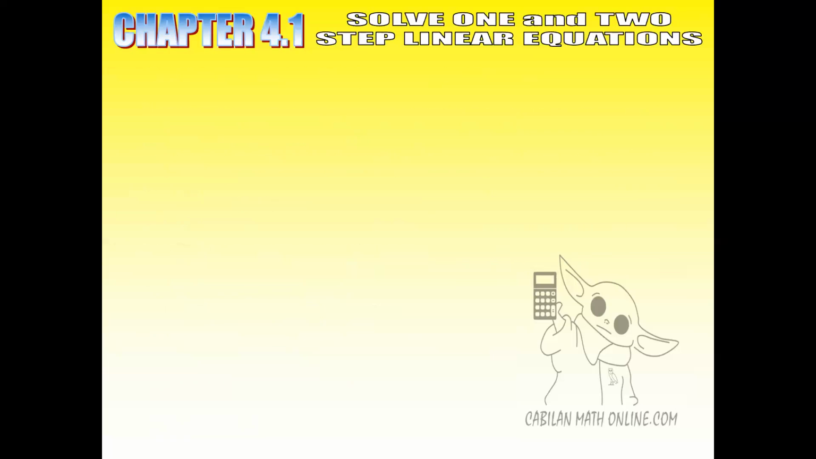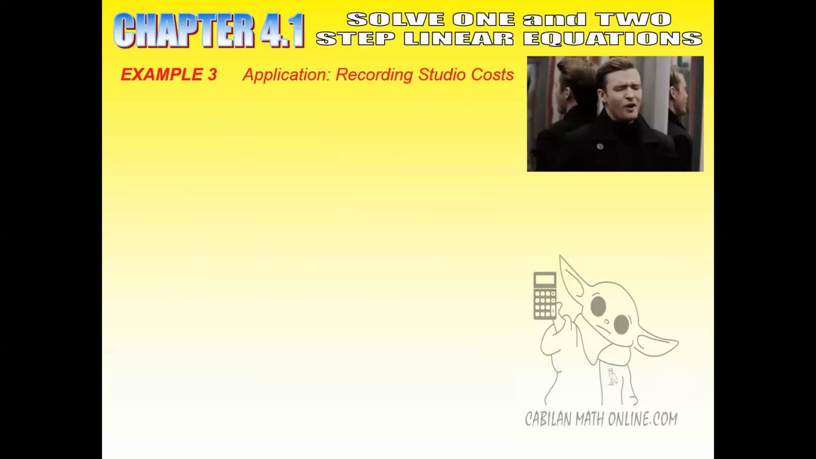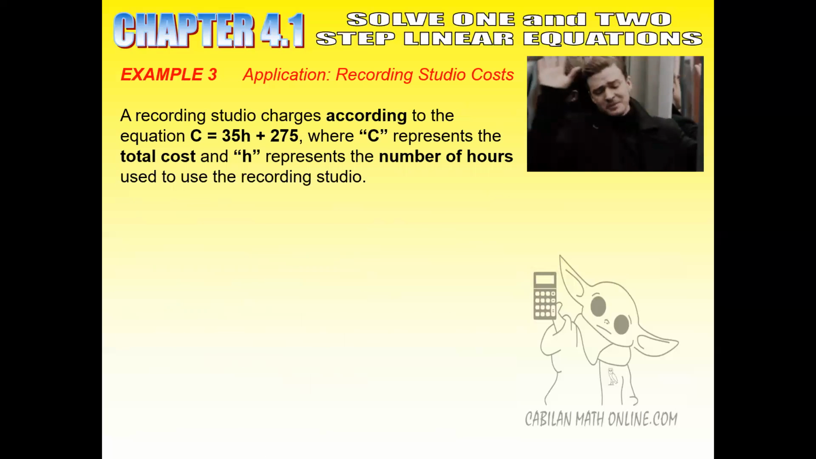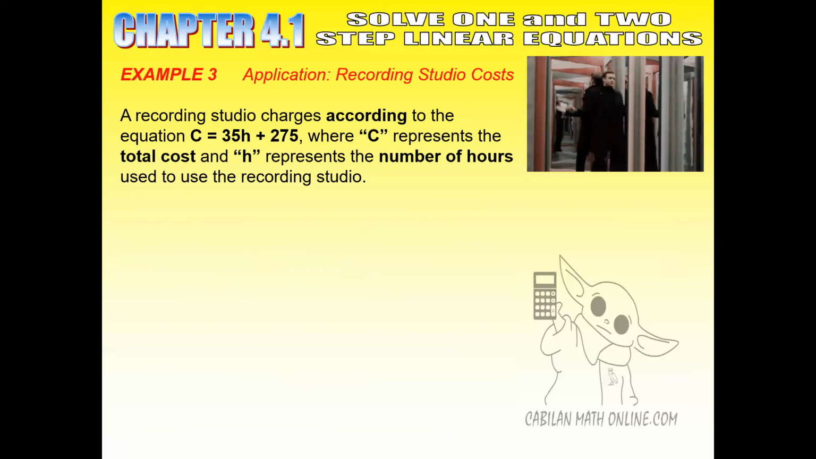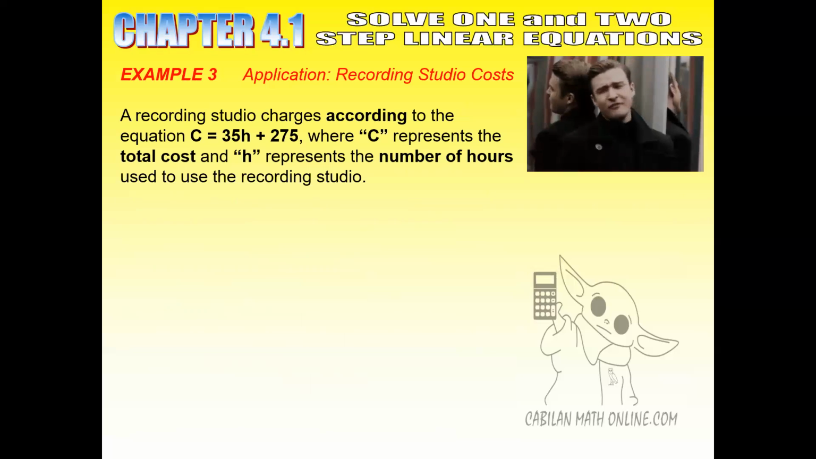All right, so for the last example, we're just going to look at a word problem and do the same steps that we did in the previous example. And there's Justin Timberlake there. What we have here is that the recording studio charges, according to the equation, C is equal to 35H plus 275. C represents the total cost, and H represents the number of hours.